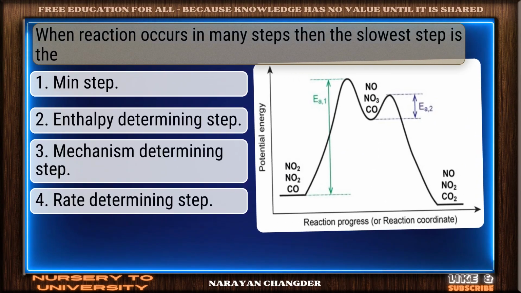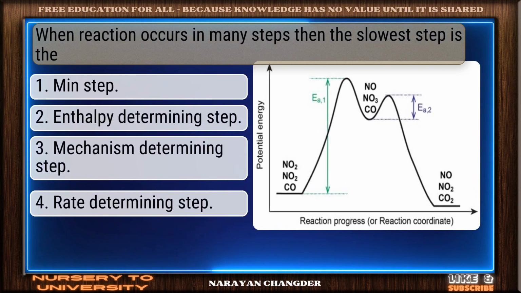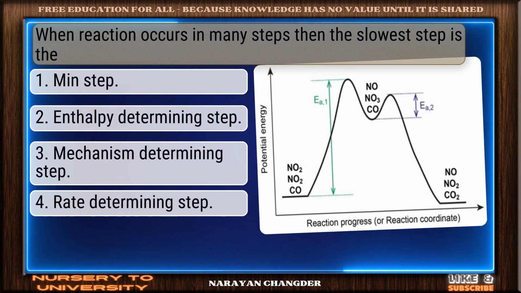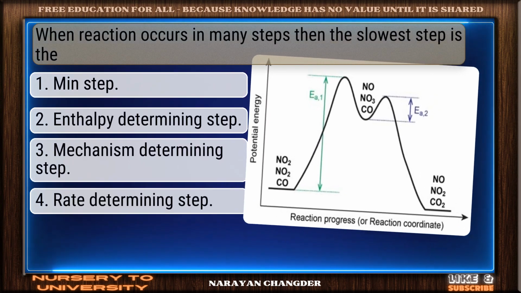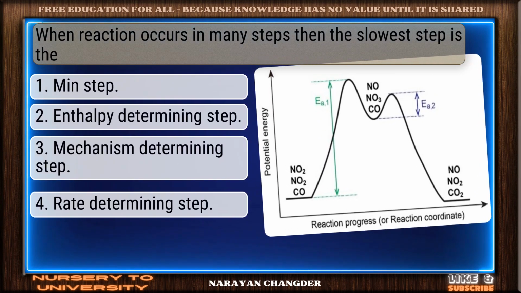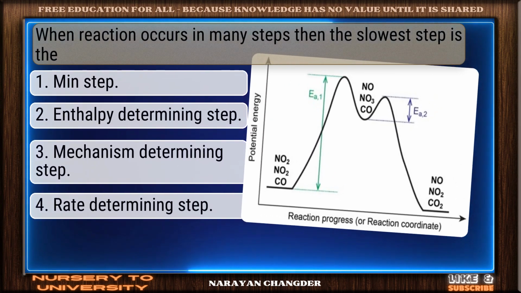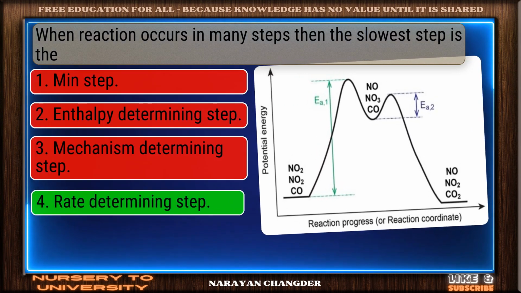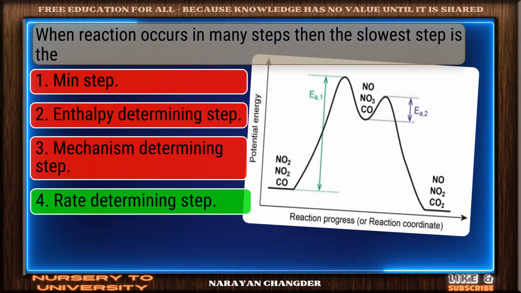When a reaction occurs in many steps, the slowest step is the: Option 1, min step. Option 2, enthalpy determining step. Option 3, mechanism determining step. Option 4, rate determining step. That's it, rate determining step.